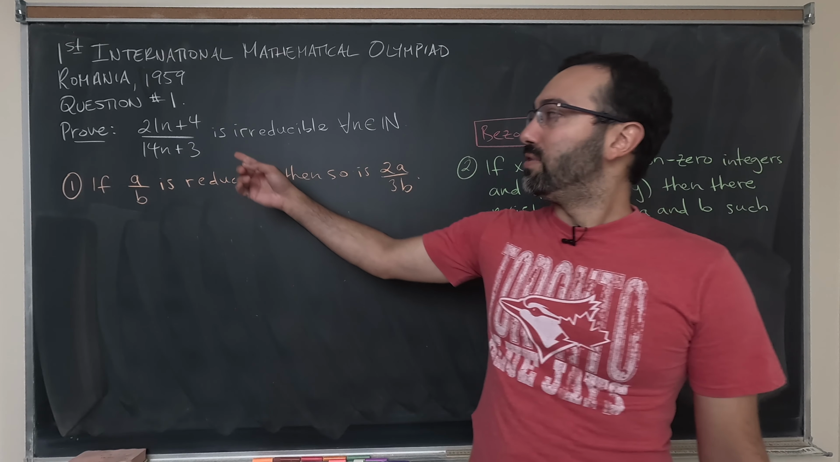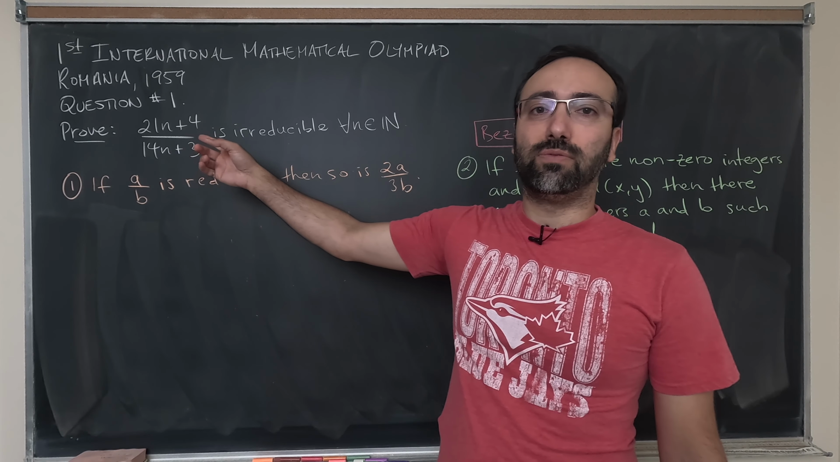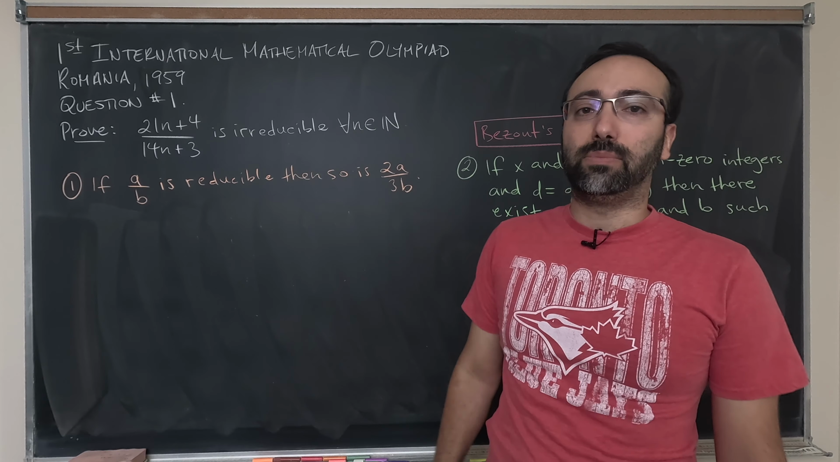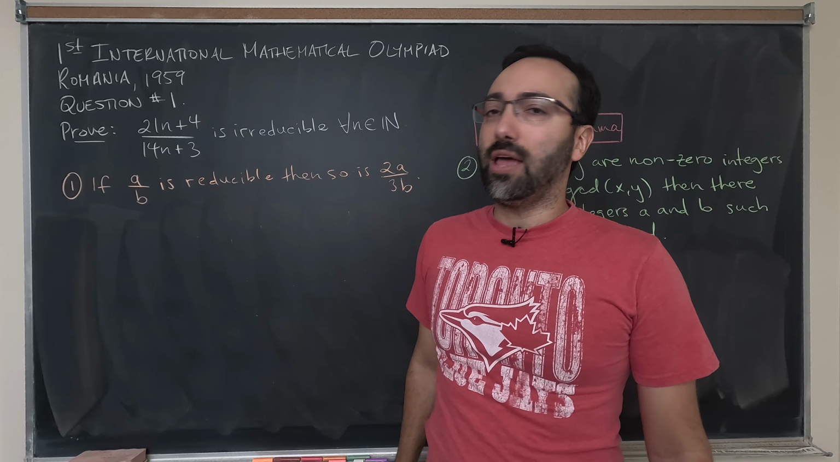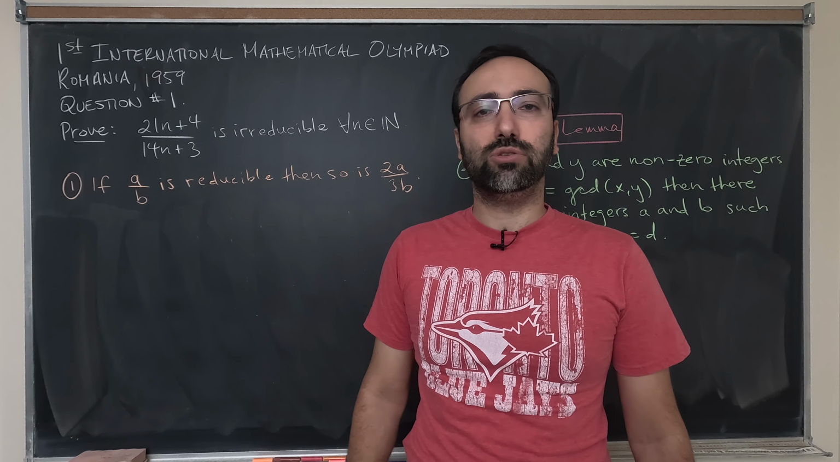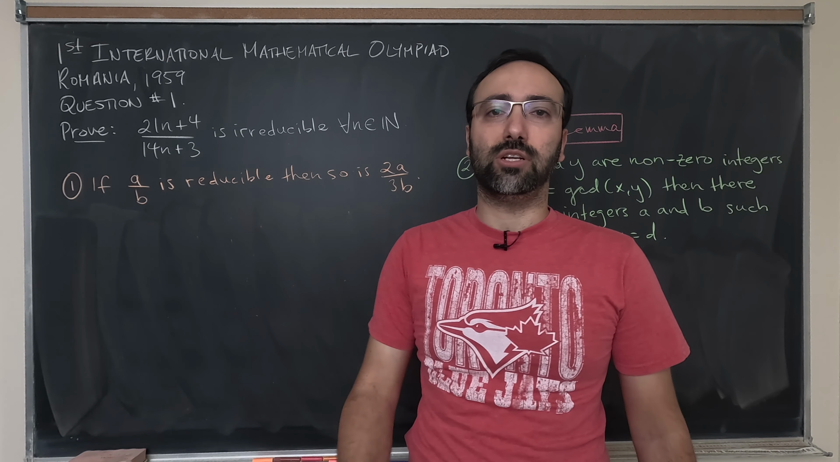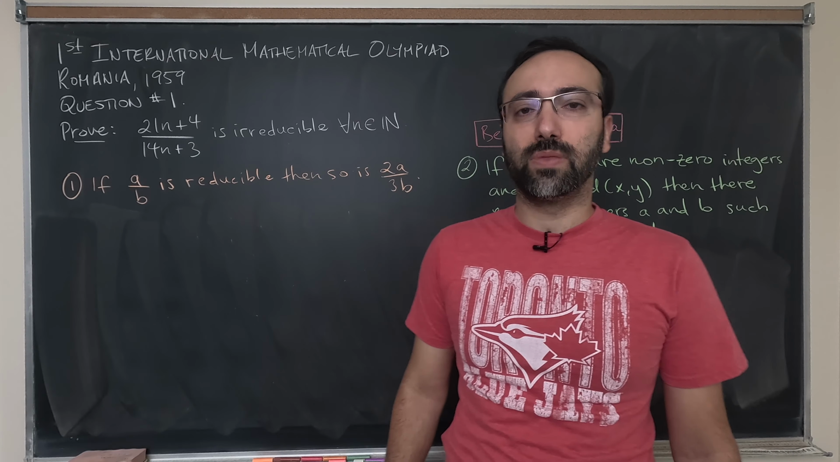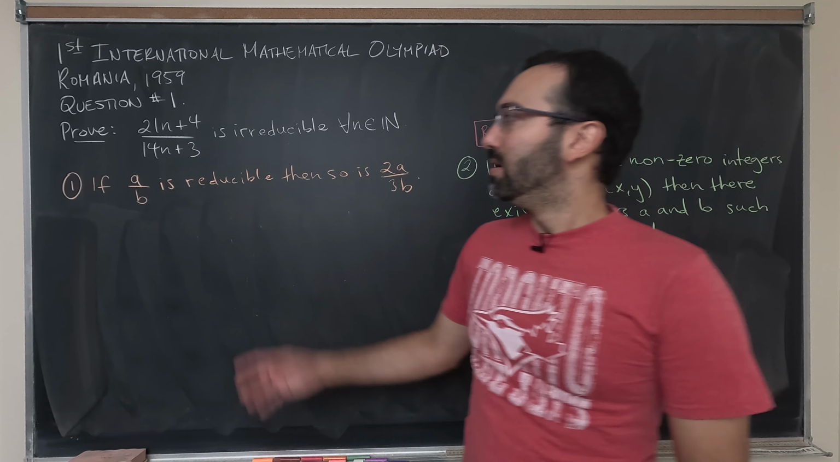We're asked to prove that this ratio is irreducible for all little n in the natural numbers. So the ratio is 21n plus 4 divided by 14n plus 3. We'll solve this two ways, and the first solution will essentially give us insight into the second solution. So we'll make this really quick.